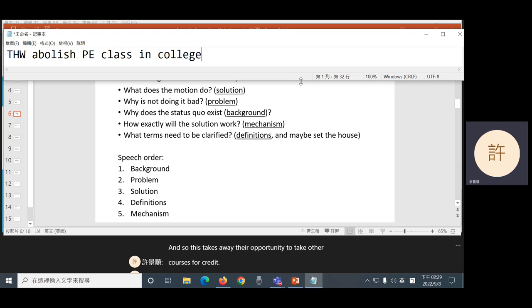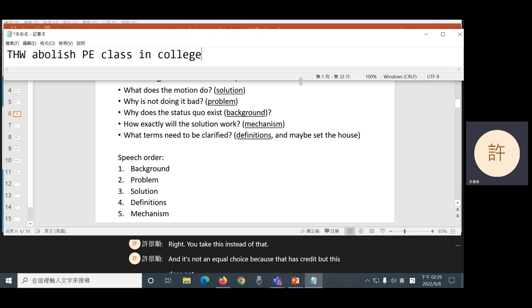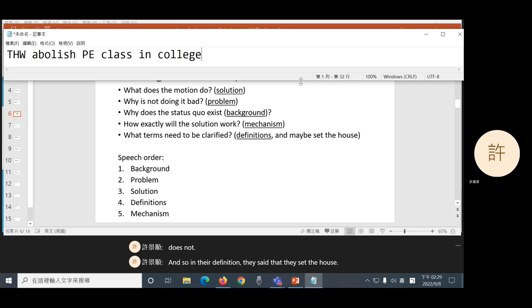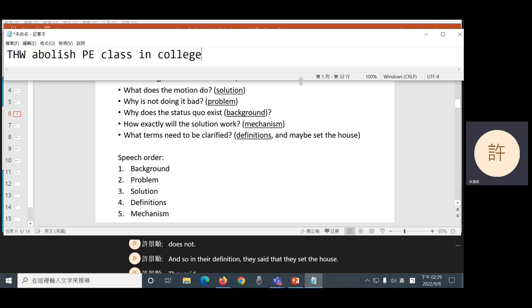In economics, we call this opportunity cost, 机会成本, right? You take this instead of that. And it's not an equal choice because that has credit, but this does not. And so in their definition, they said that they set the house at MCU.